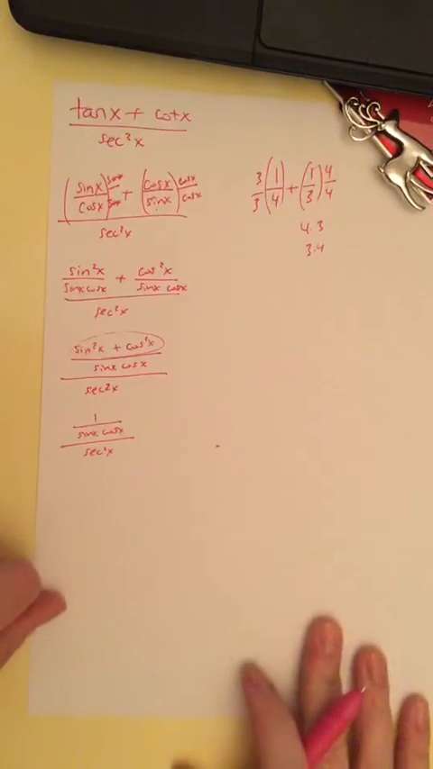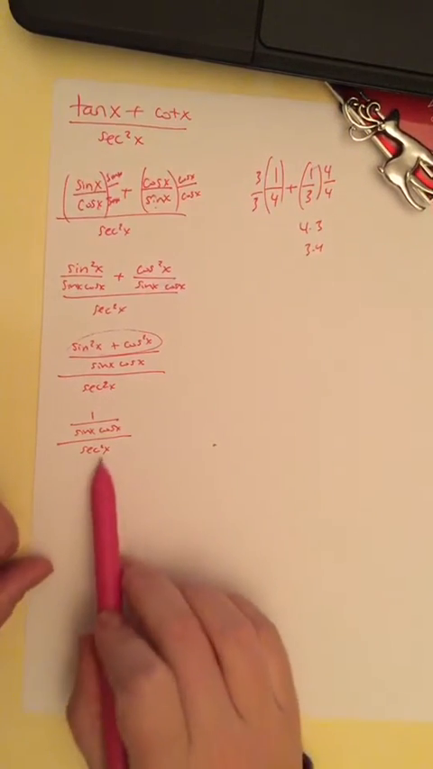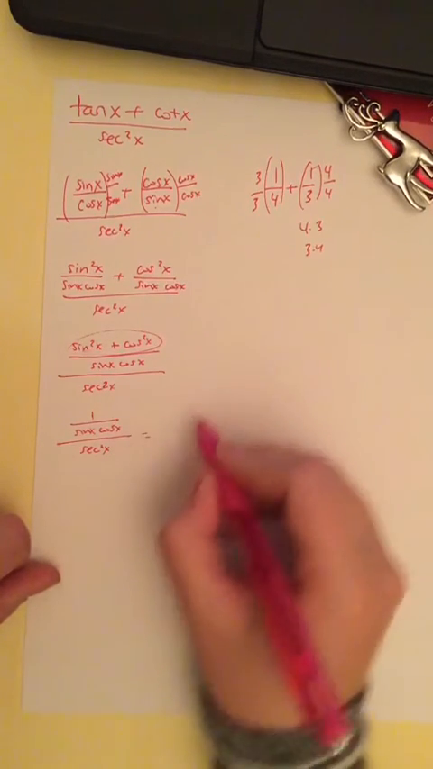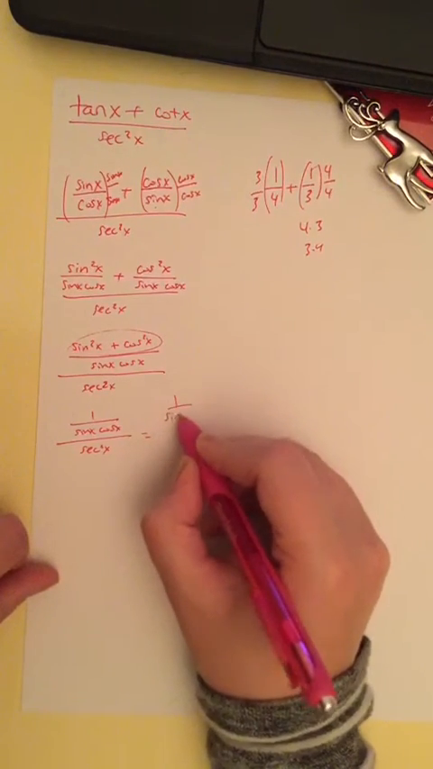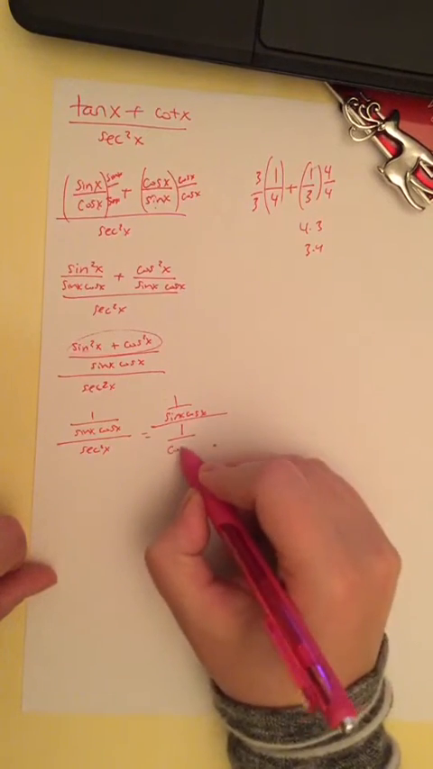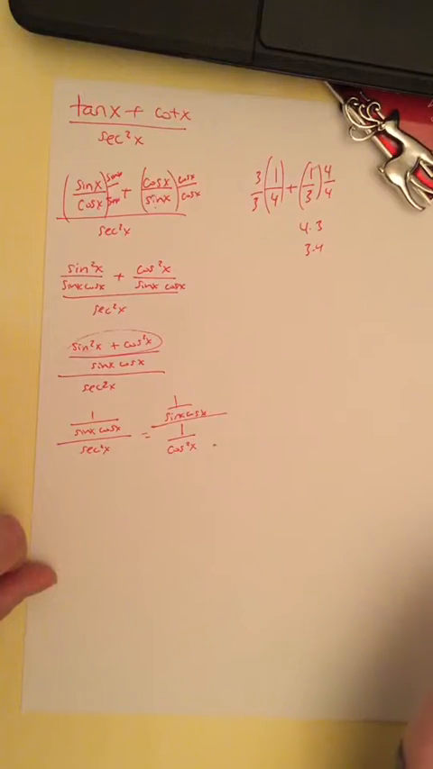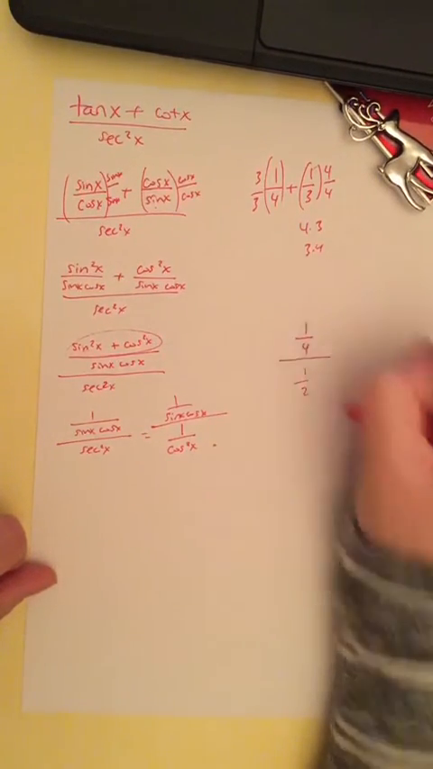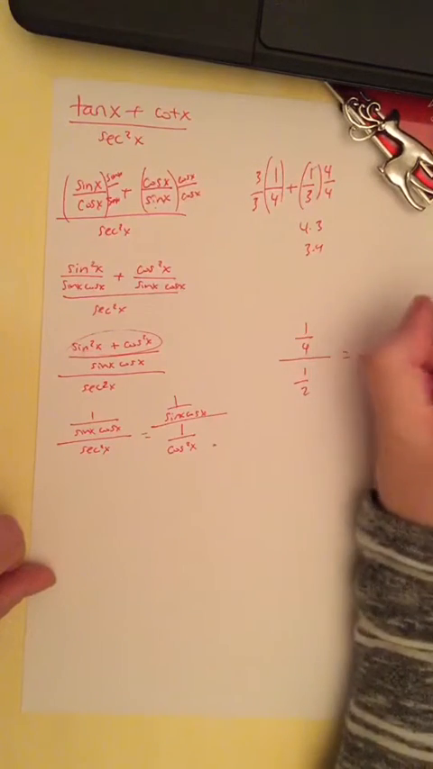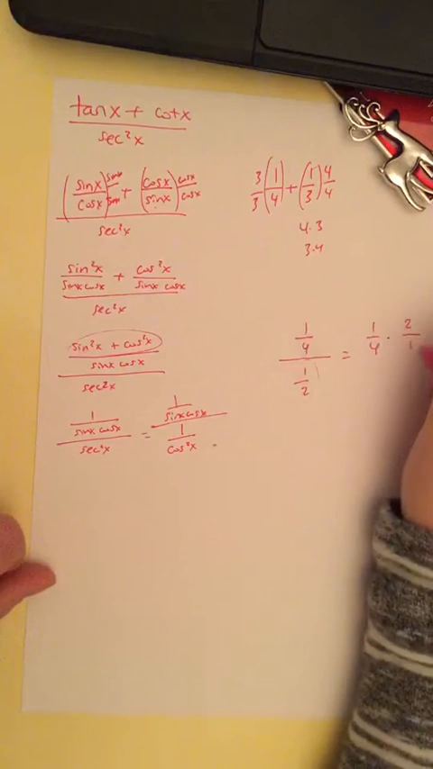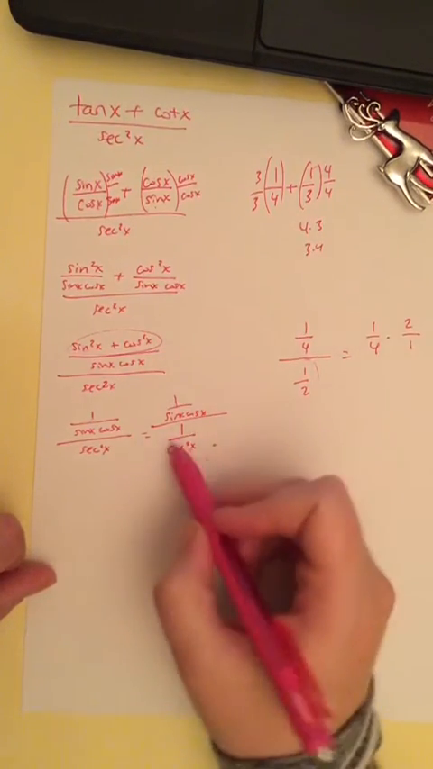All right, now let's deal with that secant squared. So what is secant squared? This stays the same for now, divided by 1 over cosine squared of x. Well, remember, if I had 1/4 divided by 1/2, this is the same thing as 1/4 times the reciprocal of this fraction, 2 over 1. Same is true here.